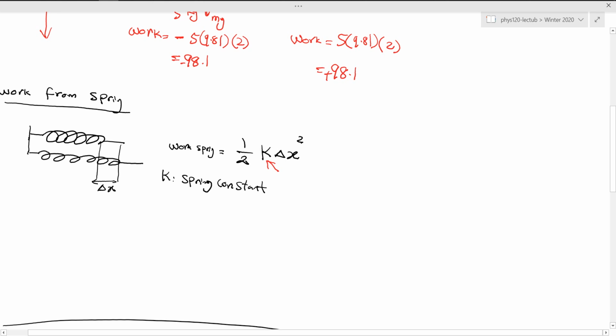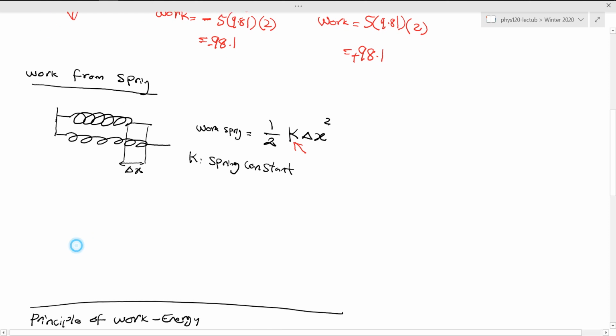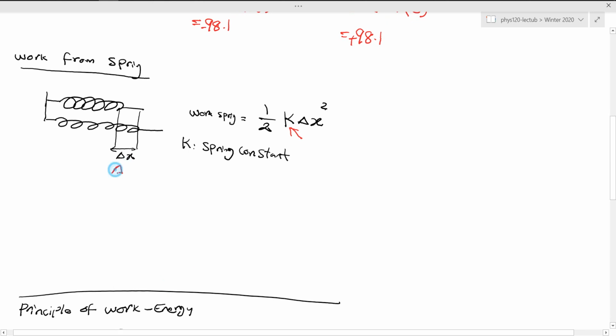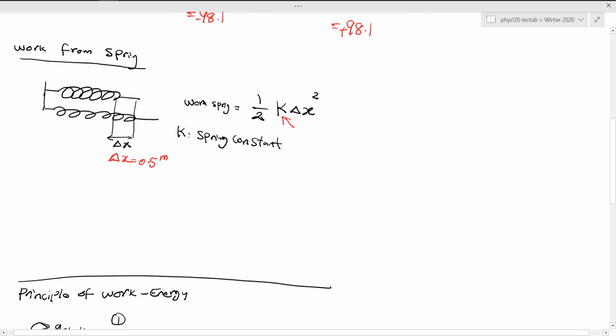Now, in order to calculate, for instance, in this case, assume that I'm getting this spring and I'm stretching it for delta x of 0.5 meter. The value for K is given to me as 100 Newton per meter. So this means that if I apply 100 Newton to this spring, it will become elongated by 1 meter. So every meter needs 100 Newton to become elongated. This is how stiff that spring is.